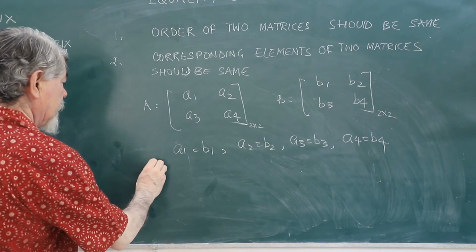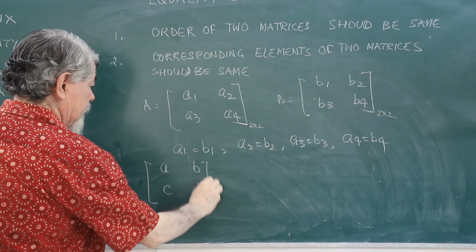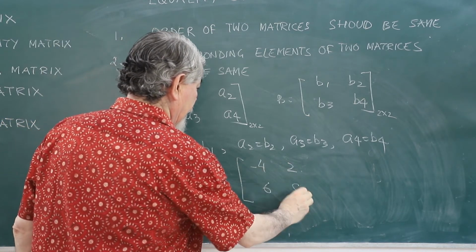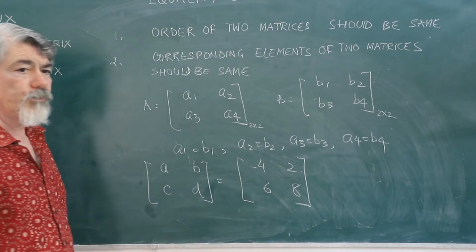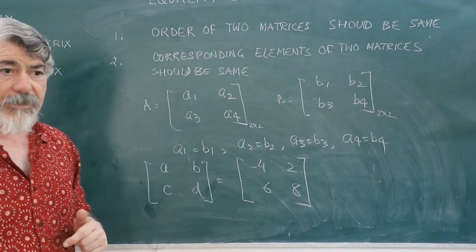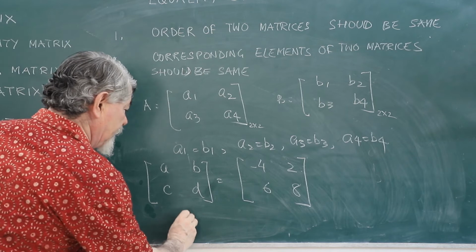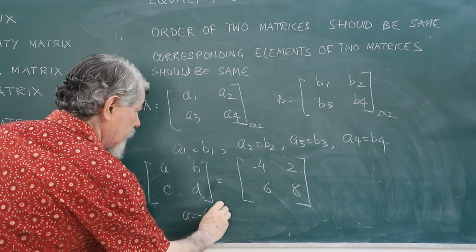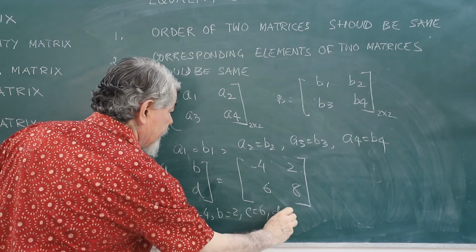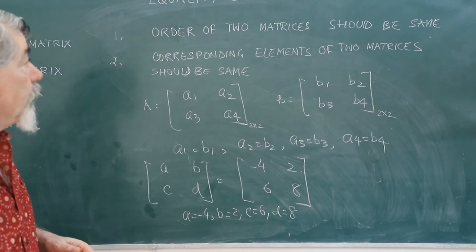For example, if A, B, C, D is equal to -4, 2, 6, and 8. Suppose two matrices are given. They are of the same order, number one. Now let us see that they will be equal if A is equal to -4, B is equal to 2, C is equal to 6, and D is equal to 8. Then we will say that the two matrices are equal.